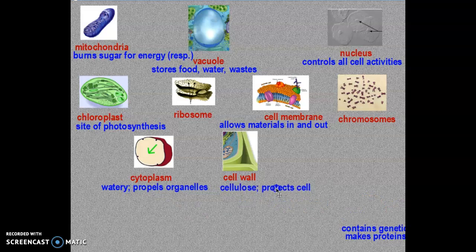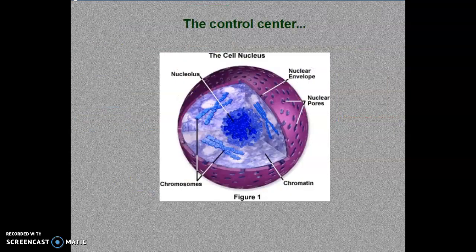Protects the cell is your cell wall. And then contains genetic information would be your chromosomes. And then makes proteins are your ribosomes. Okay, so guys, those 7 or 8 are really just strict memorization. So do whatever you can to memorize those. Okay, and let's take a closer look at some of them while we have a little bit of time left.